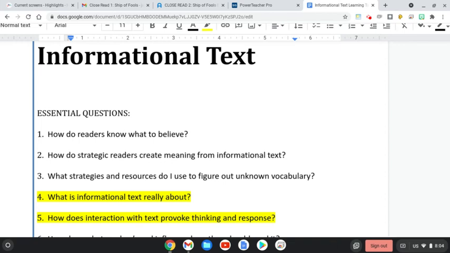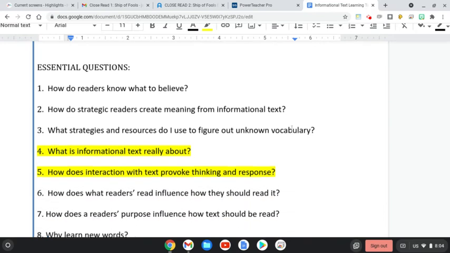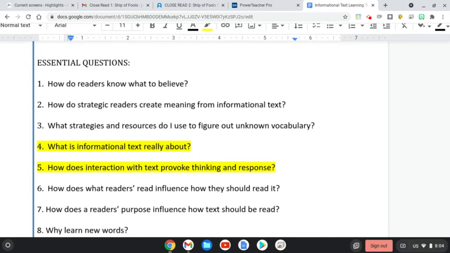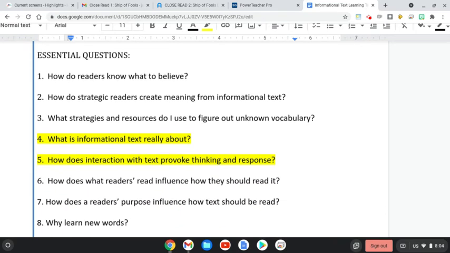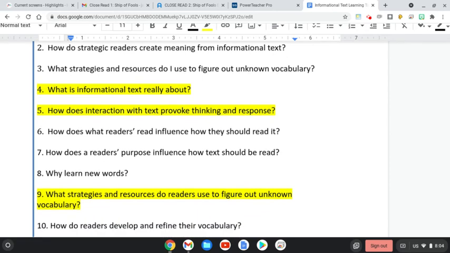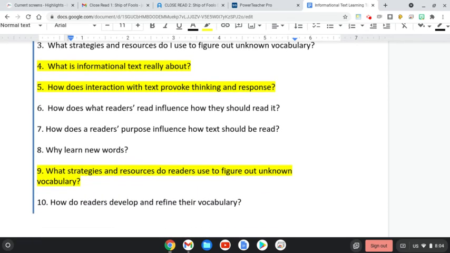Today we're focusing again on the informational text and the following essential questions. Number 4, what's informational text really about? How does interaction with text provoke thinking and response? And number 9, what strategies and resources do readers use to figure out unknown vocabulary?